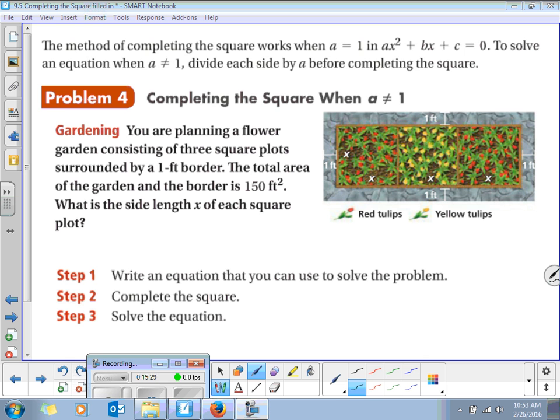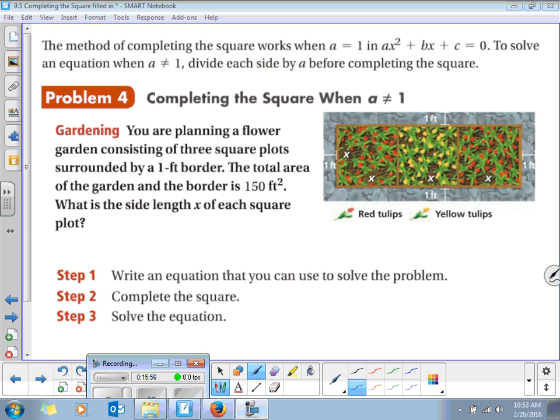You're planting a flower garden consisting of 3 square plots surrounded by a 1-foot border. The total area of the garden and the border is 150 feet squared. What is the side length x of each square plot? Now, when we do this, there are 3 steps, okay? What we've kind of been doing in the other one. We just hadn't written our equation ourselves on the other ones.